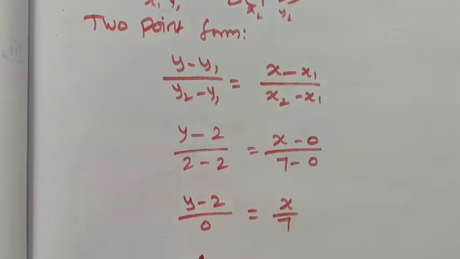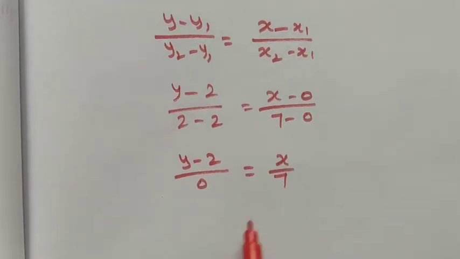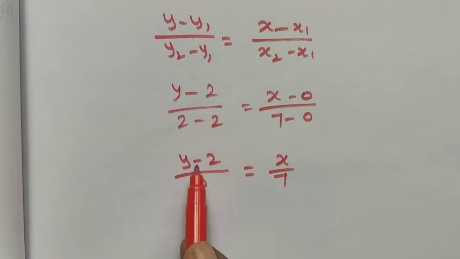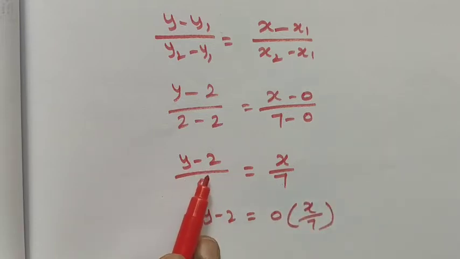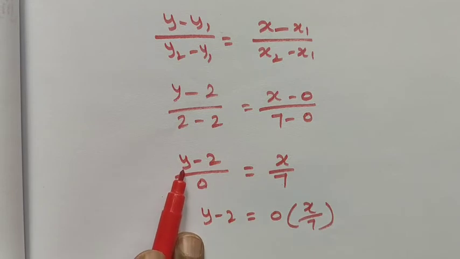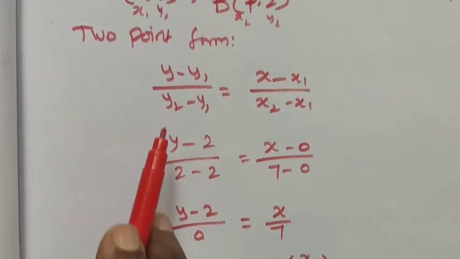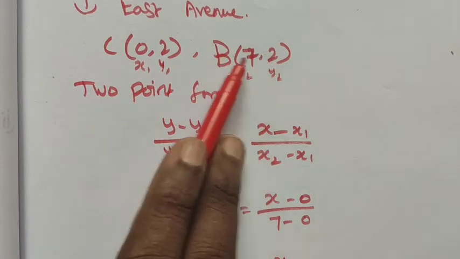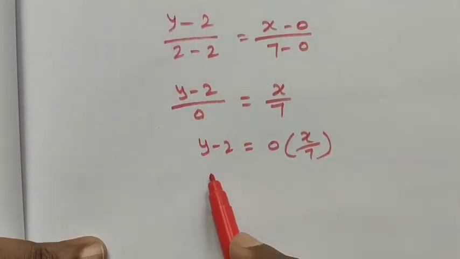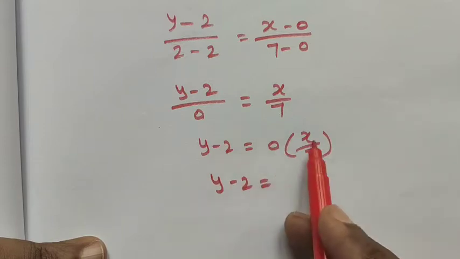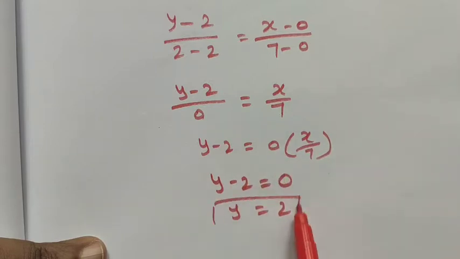Now cross multiplication; we want to find the value of y here, right? Cross multiplication means 7 will be taken to this side and then 0 is multiplied on that side, so y minus 2 into 0 equals x divided by 7. Don't take this term as 0. Now we are going to find the value of y. So then y minus 2 is equal to 0 times the number, which is 0, then y is equal to 2.